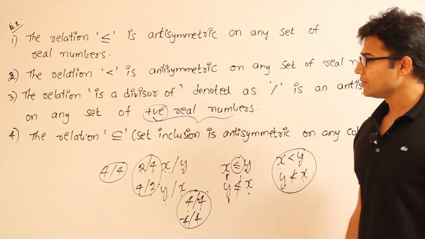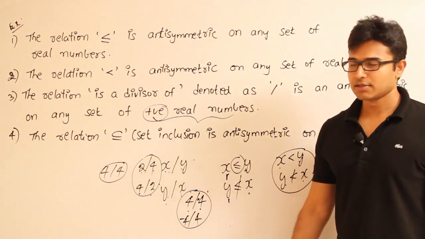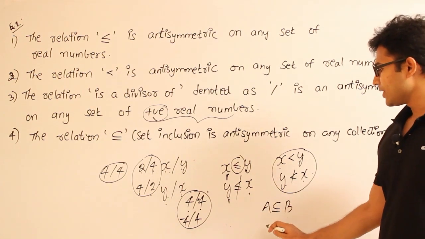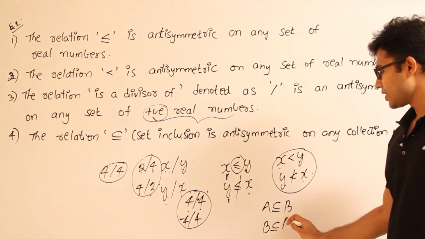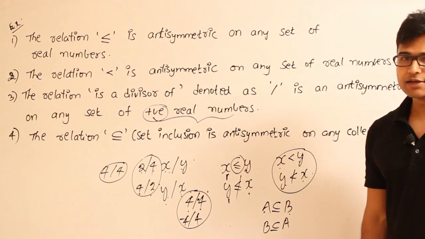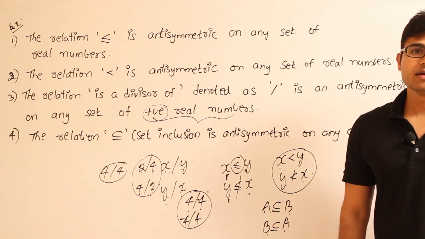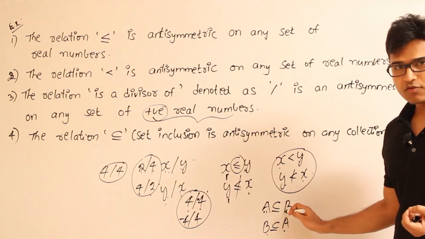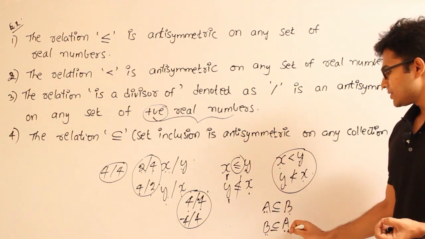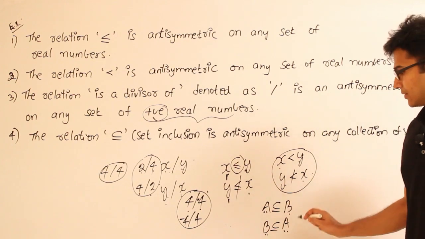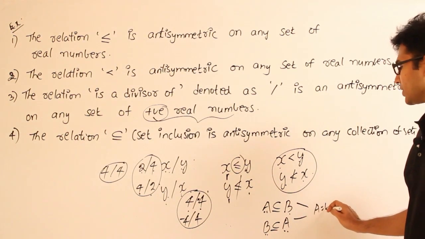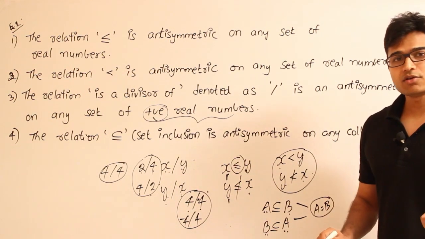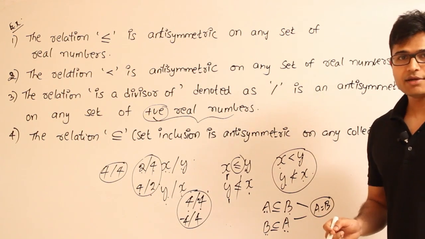Got it? And similarly, set inclusion, which means subset. So if you have a set A, if A is a subset of B, then B will not be a subset of A. It means that if you have A comma B in the relation, then you will not have B comma A in the relation, right? So what does it mean? If you are having A as a subset of B, then B cannot be a subset of A. In case it happens, it will happen only under the condition that A equals B, right? Which means you will have elements of type x comma x, but not elements of type x comma y and y comma x together.